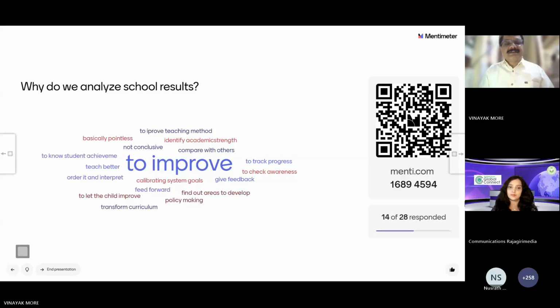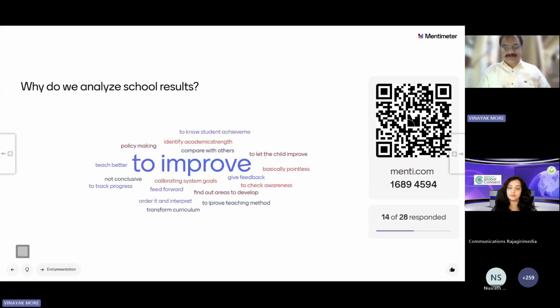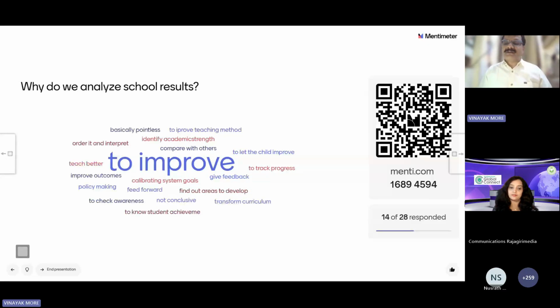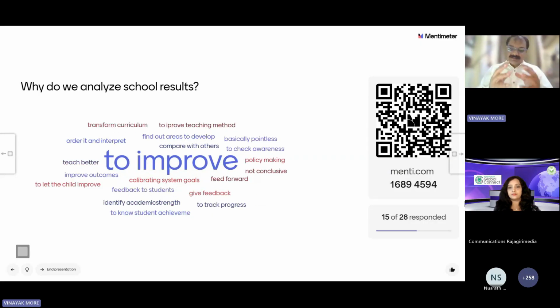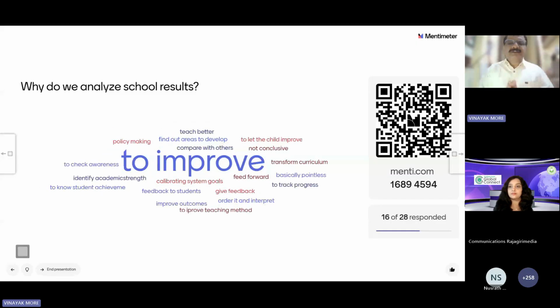Correct? So I'm happy that most of you, whoever has given responses, are believing it is to improve. We have to do an analysis. Very well said. Whatever numbers you are getting, if you do the analysis, it will improve the entire ecosystem, right from the students to the teachers, to the administrators, and the entire education system can be improved.